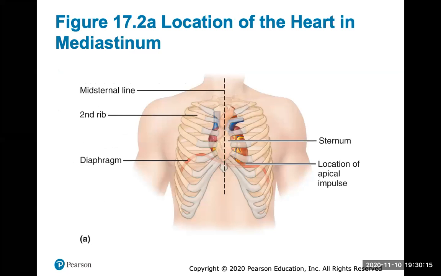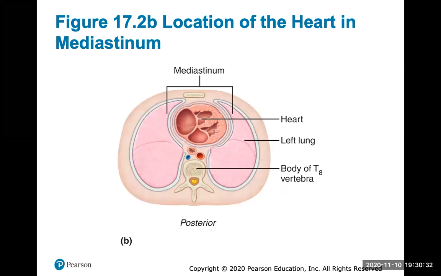So here's where the heart is located in that mediastinum, just slightly left of the midline, on top of the diaphragm, between the second rib and the body of the sternum region. And again, it's just located slightly left. Here's a cross-section view of the location of the heart in the mediastinum, showing how the vertebral bodies lie behind it and how the lungs form a space around the heart.